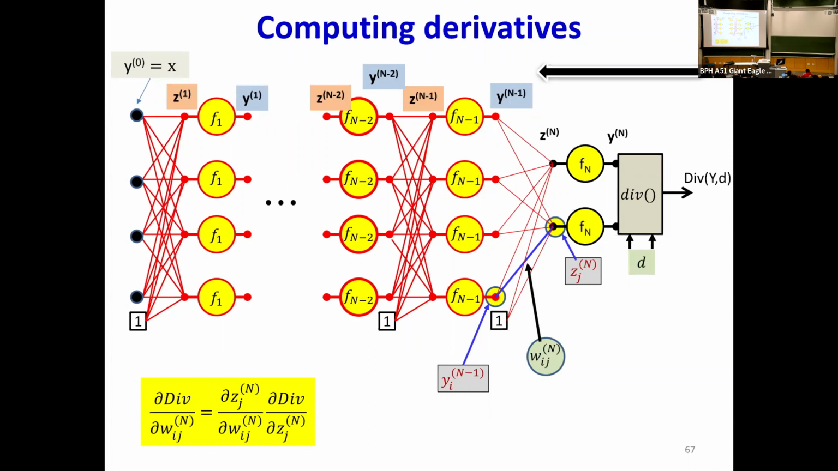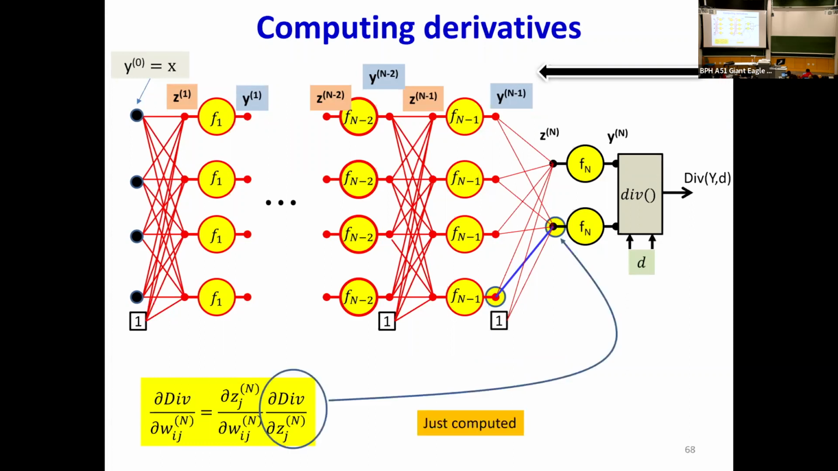And this first term, we've just computed, going backwards. What is the derivative of Z with respect to the weight? Anybody want to answer me? Janice?